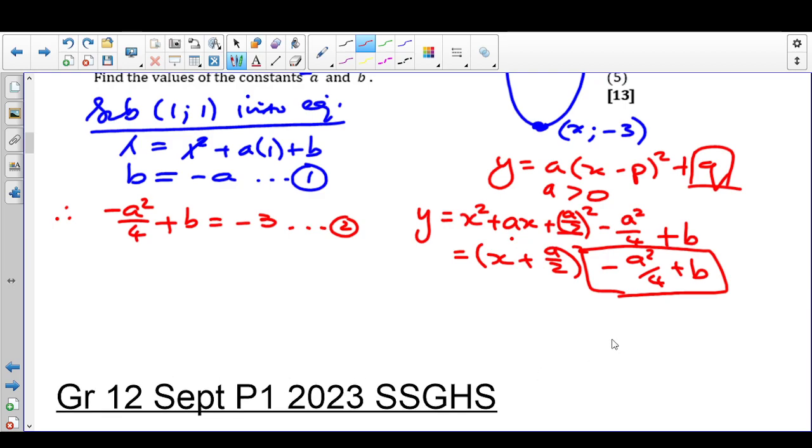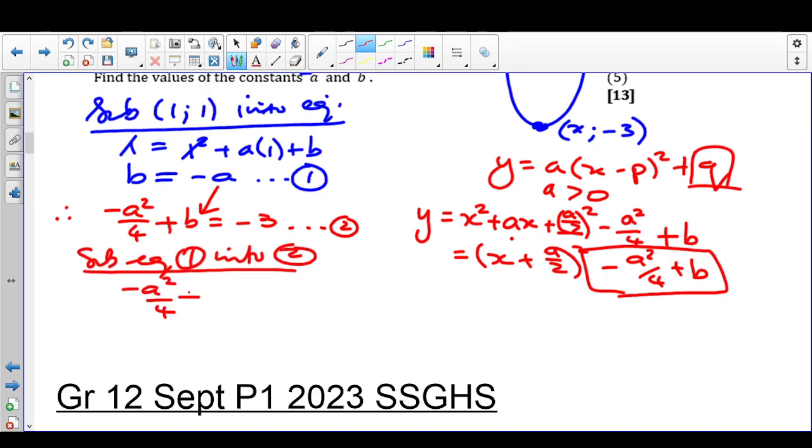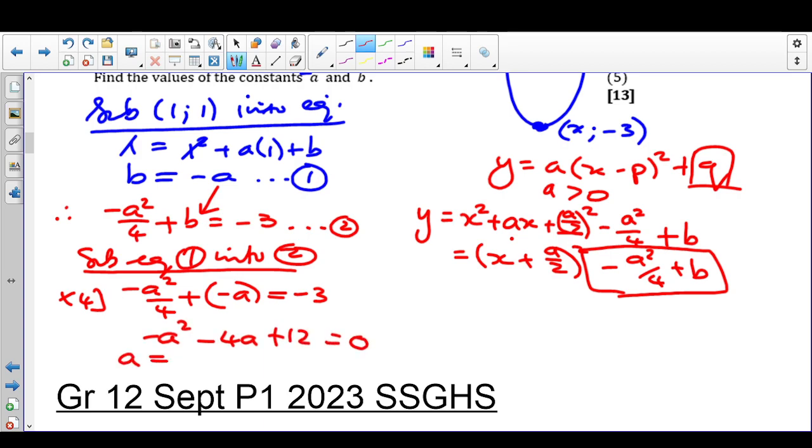If I see a b with a minus a, so it's sub equation 1 into 2. So it's minus a squared over 4 plus negative a equals minus 3. Multiply throughout by 4. So it's negative a squared minus 4a minus 12 becomes plus 12 is equal to 0. Here the quadratic formula. We can divide it by a.